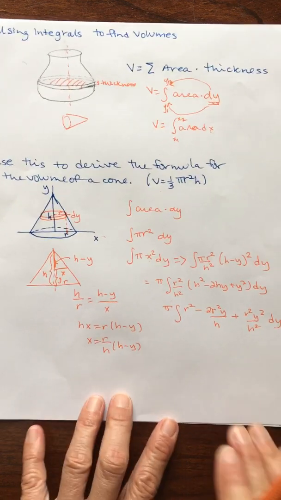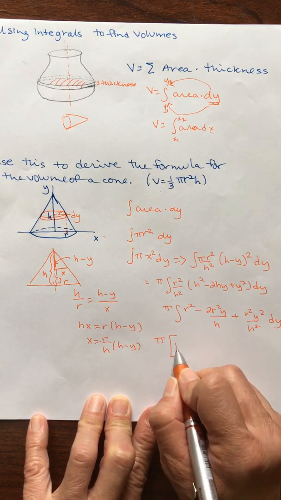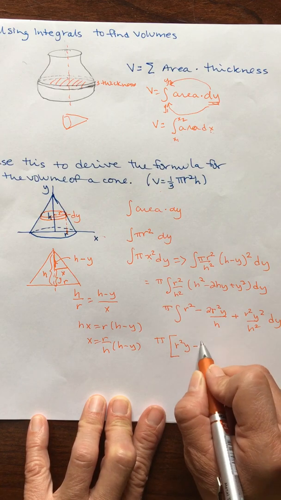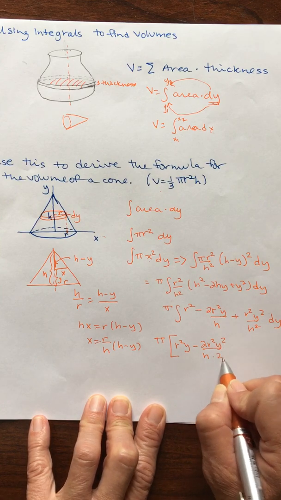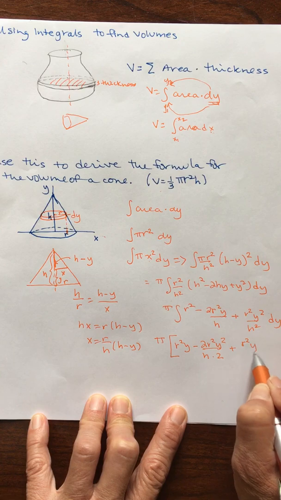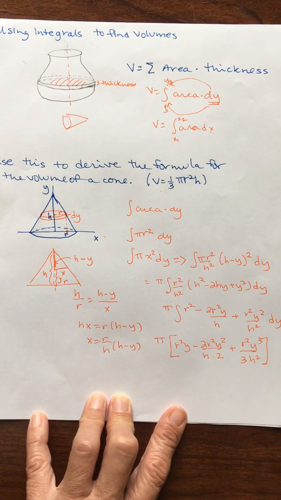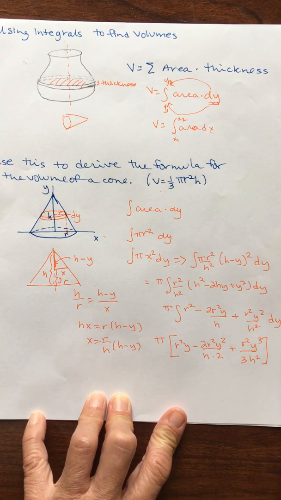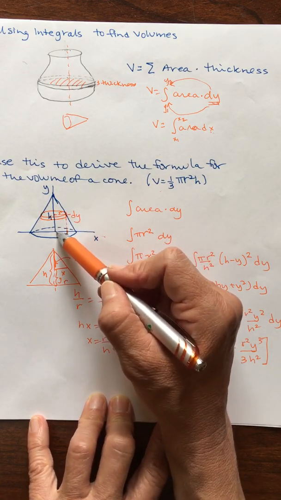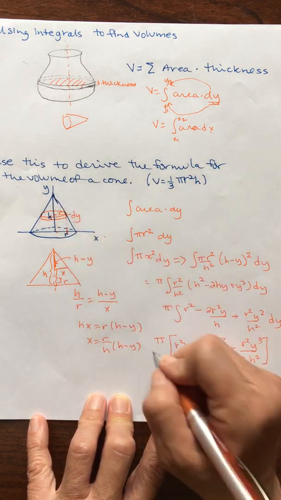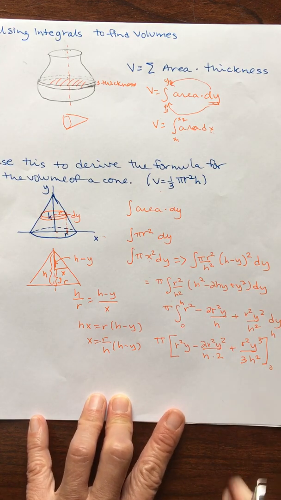Integrating with respect to y, all the other letters are constants. So now we have pi times r squared y minus 2r squared over h times y squared over 2, plus r squared y cubed over 3h squared. And then, what were my limits of integration? It was dy, so what does y go between? Y starts at 0. Think of where your circles start. They start down here where y equals 0, and they stop at the top. So it starts at 0, and it stops when y gets to h. We're evaluating y between 0 and h.